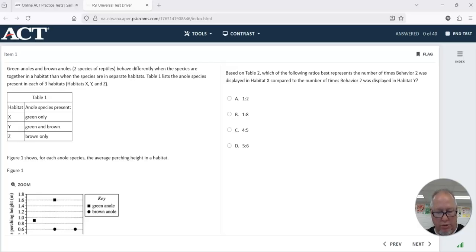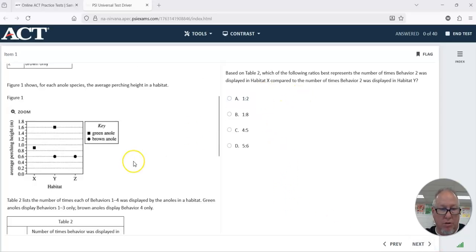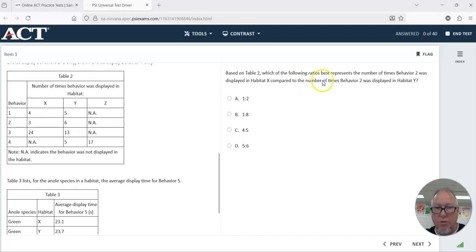I found 1, 2, 3, 4, 5, 6 questions that require you to do math out of the 40 questions total. And this is one of them right here. The question says, based on table 2, so you'd have to go down to table 2, which of the following ratios represents the type of behavior? I'm not going to take the time to analyze the question, but the answer is 3 to 6. That's what the answer is.